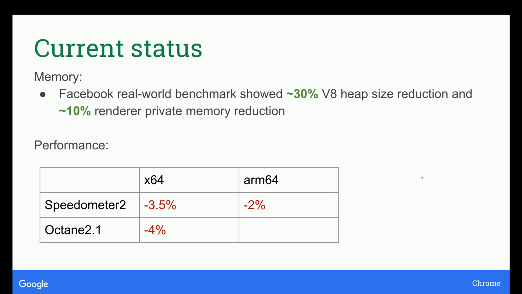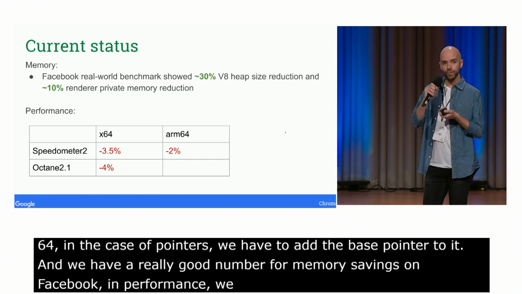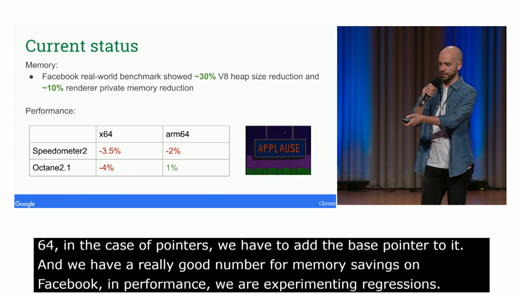We have really good numbers for memory savings on Facebook. On performance, we are experiencing some regressions, but fortunately, we have some improvements on ARM64 and Octane.